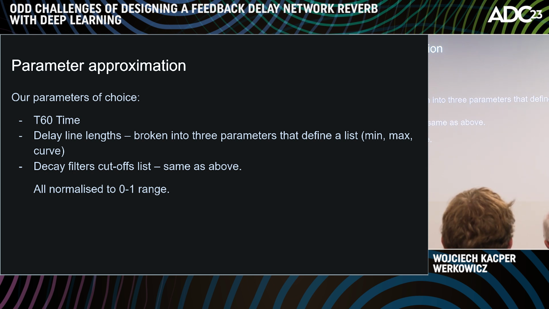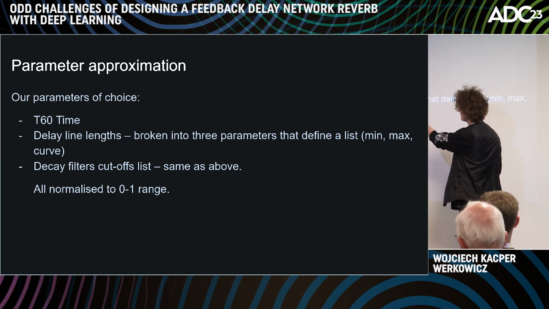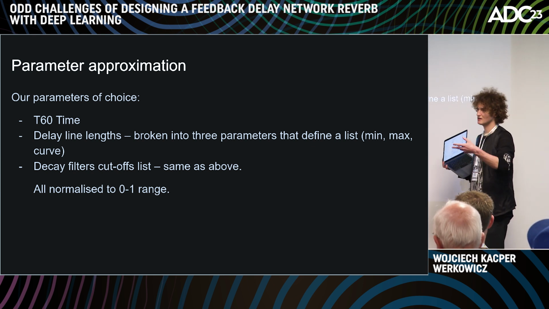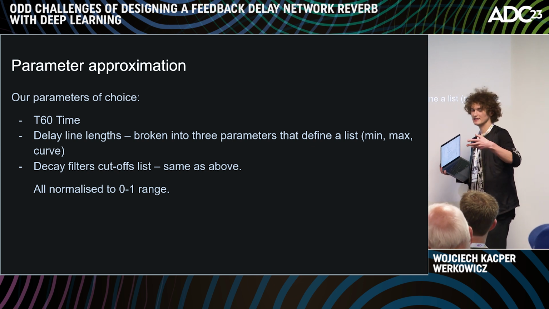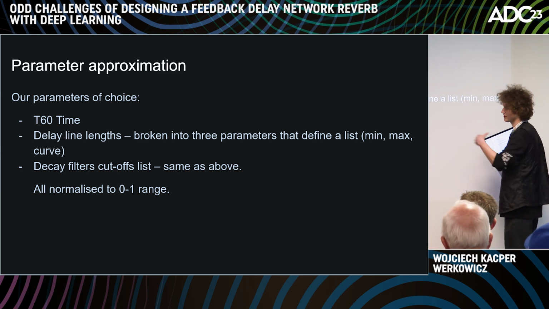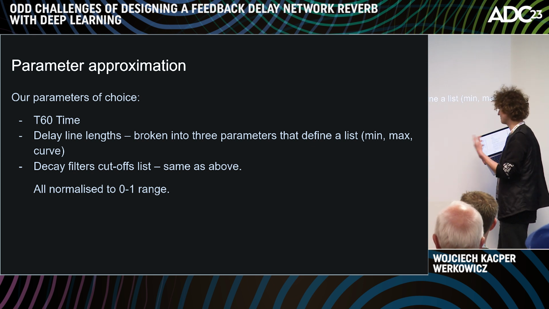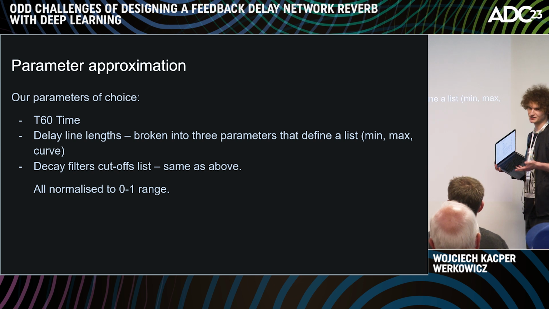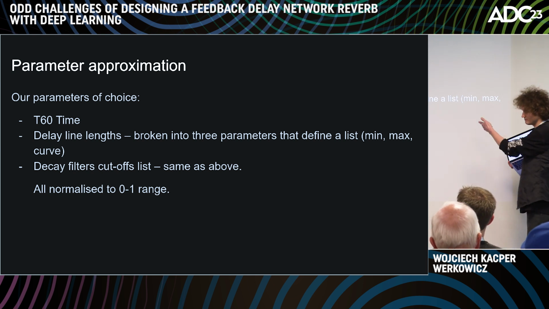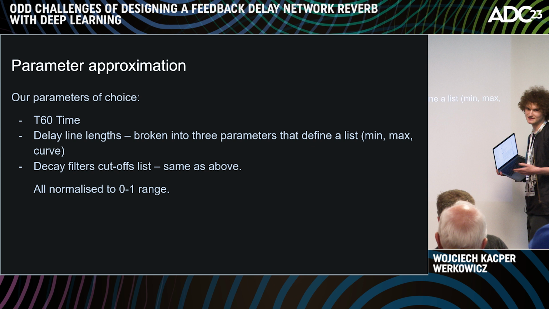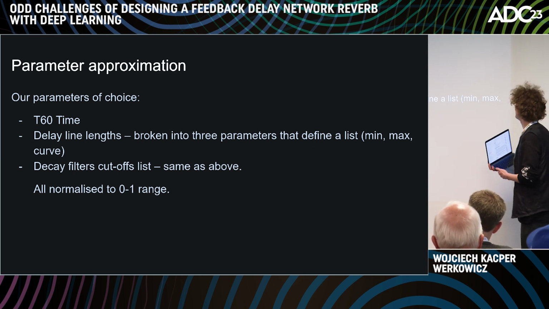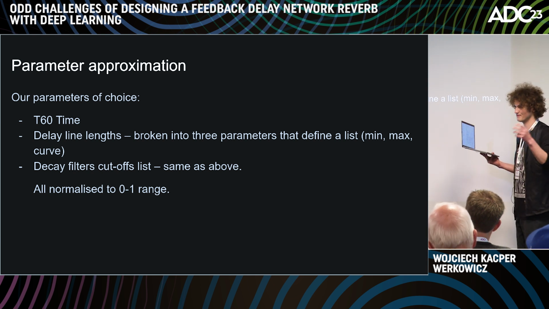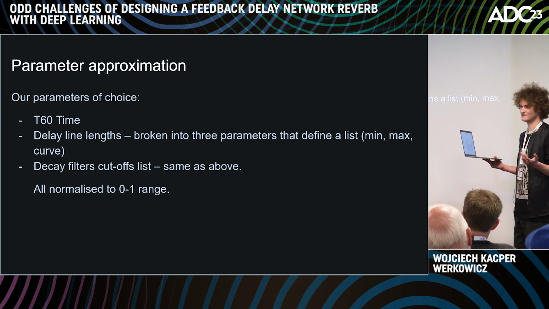We decided to go with the T60 time. Again, the delay line lengths, and as Ben explained, we are not trying to approximate them separately as free variables, but we're generating this list to simplify things. At first we used it to simplify the data generation process, because if you generate the list of delay line lengths in that way, they tend to sound decent, because we wouldn't need a completely random distribution out of which a huge chunk would sound super crap.